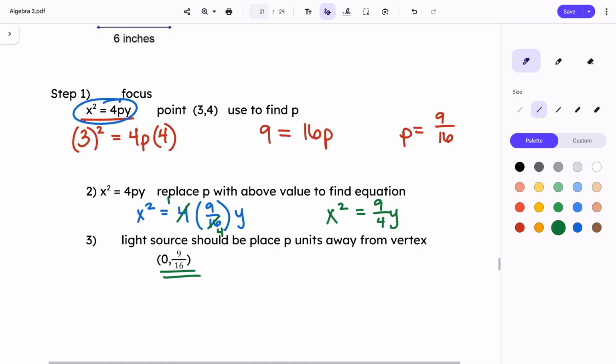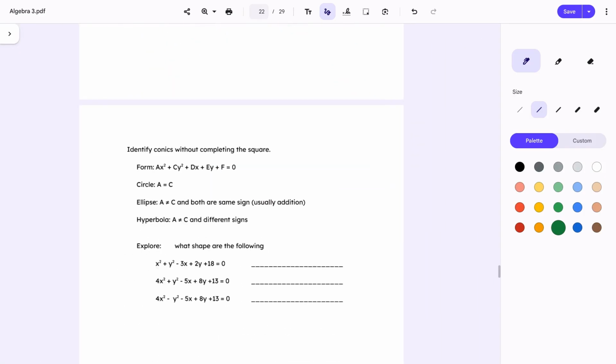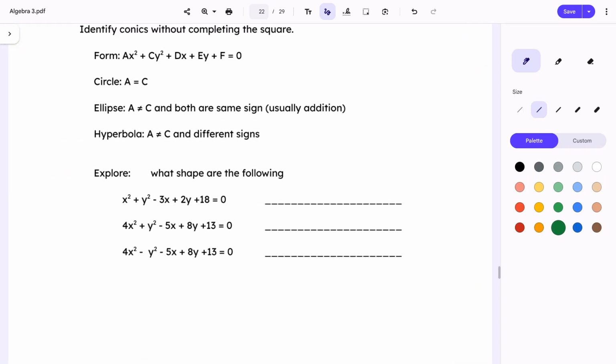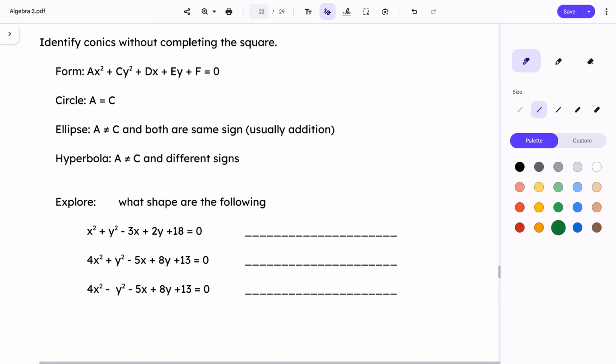All right, the last thing I have on the last page is just how you can identify conics without completing the square. So we've talked about 3 different types of conic sections in this chapter. And in a previous chapter, we talked about circles. So there were 4 conic sections total. There's the circle, there's the ellipse, there's a hyperbola, and then today we talked about the parabola, okay?